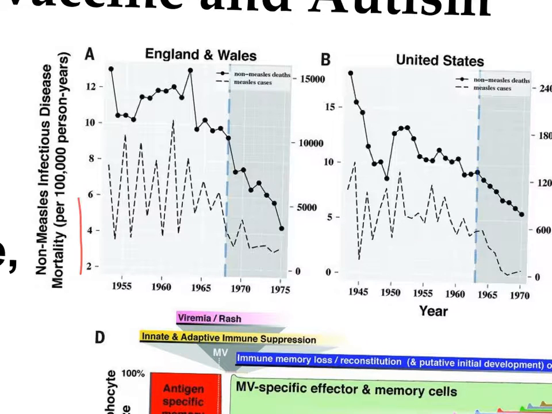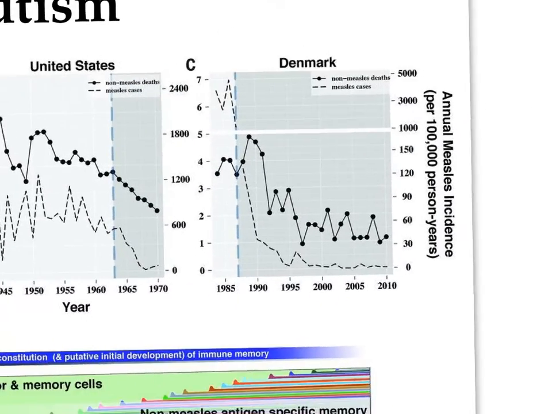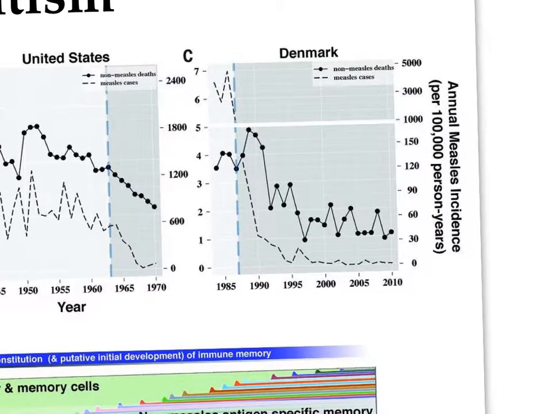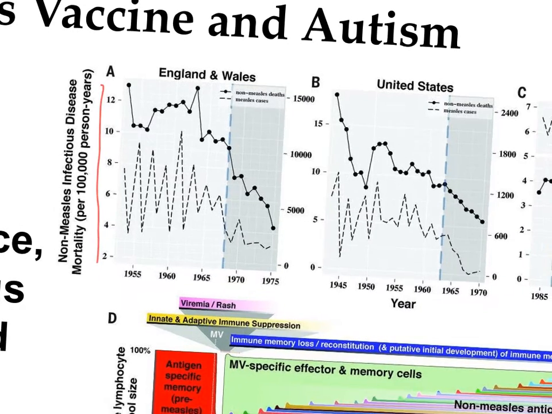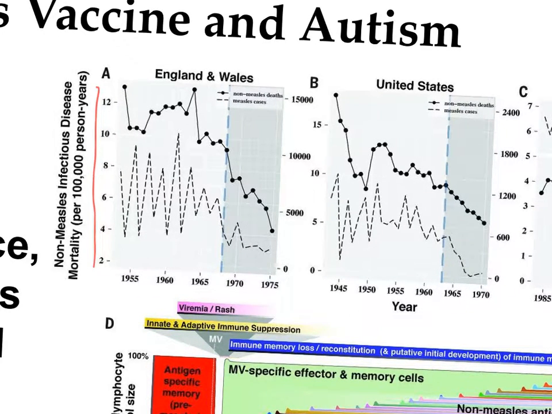This right here is non-measles infectious disease mortality. That means death from other infectious diseases besides measles. And then, on the other side, is annual measles incidence per 100,000. Okay, now this is a correlation too. Right here is when everybody was getting vaccinated in the beginning, in the 60s, for measles. They had a good measles vaccine.